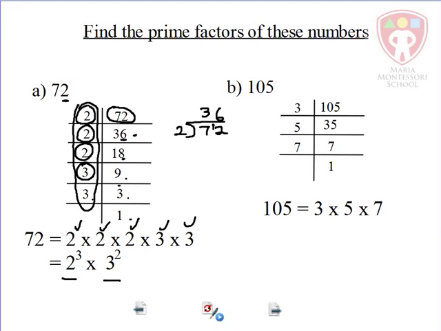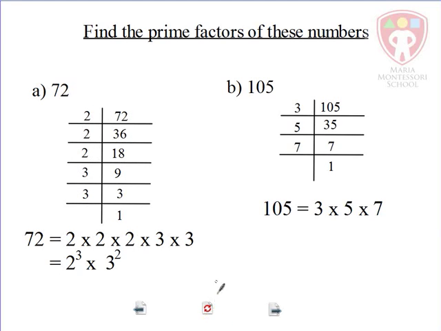Let's clear up some of the mess that we've made. So this time our number is 105. And what I want you to realize is that 105 is not an even number. And so I'm not going to try dividing it by 2. But I will try the next smallest prime number, which is 3. Can 3 go into 105?